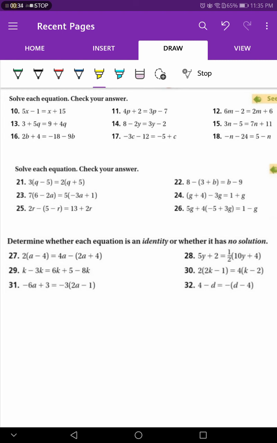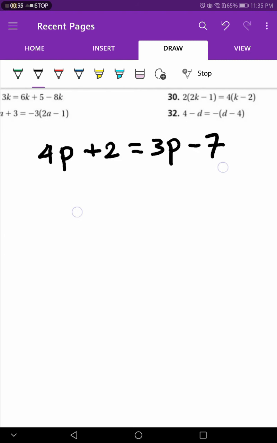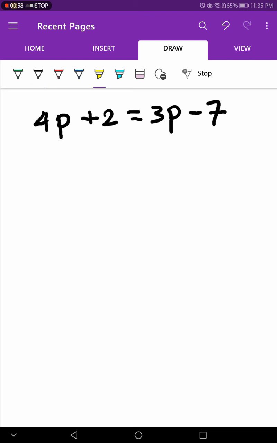I will start with question number 11. Here it is: 4p plus 2 equals 3p minus 7. My dear students, you know that if I want to solve any equation, I have to determine the left and the right. This is the left and this is the right.